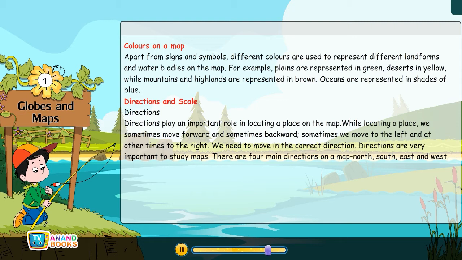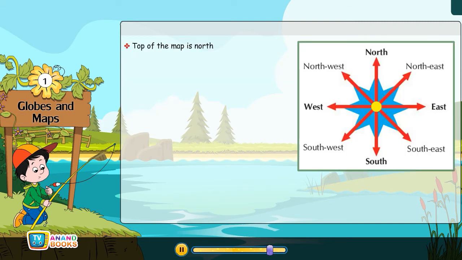There are four main directions on a map: north, south, east and west. Top of the map is north. Bottom of the map is south. To our right is east and to our left is west.